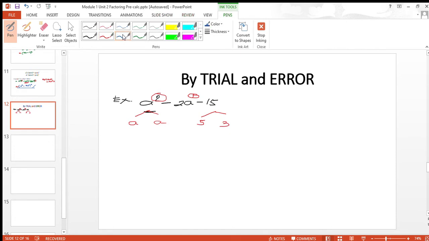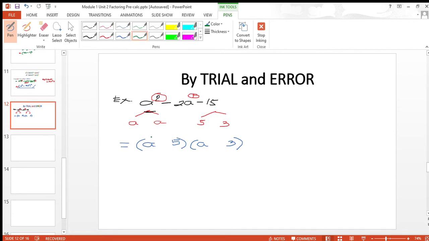Therefore, if we now factor this, what we do is we create two groups. Then we can place the factors of a squared. One factor will go in the first group, the second factor will go to the second group, and then we pair each with the factors of 15. So we can place 5 here, and then we can place 3 in the second factor. Now, how about the signs? How do we get the signs?